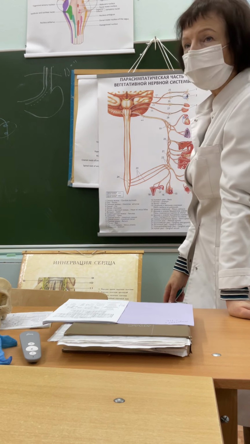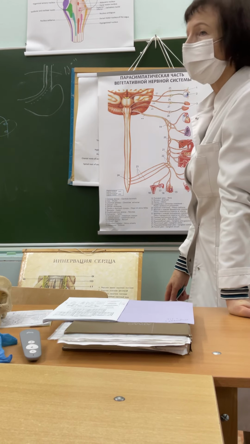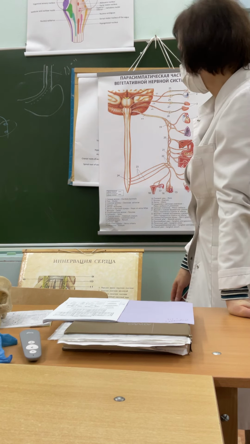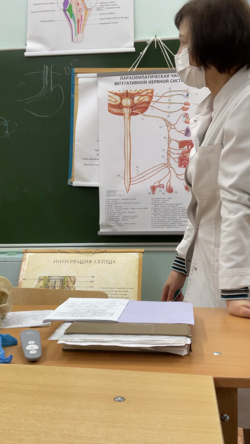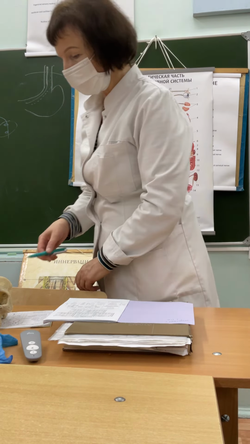And there are only two branches of the vagus nerve which have only sensory fibers. Now we will describe the vagus nerve just by the regions. The first, the cranial part.